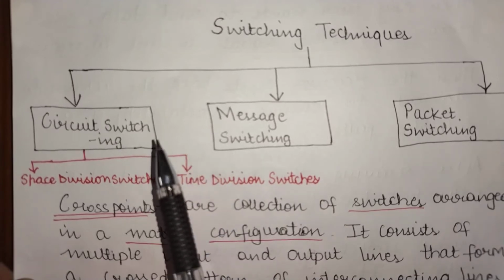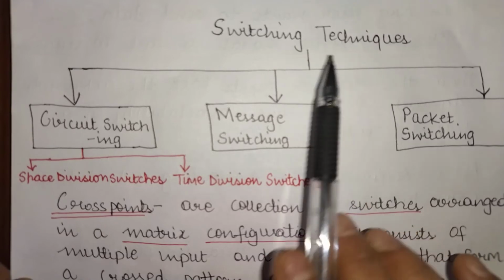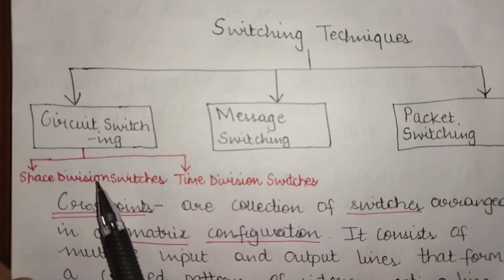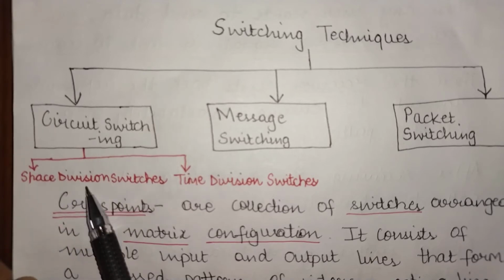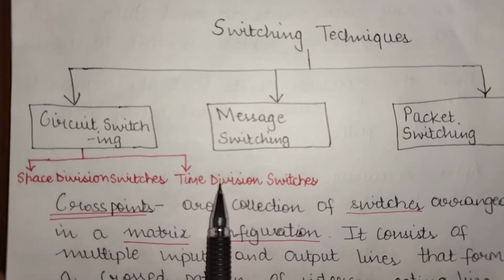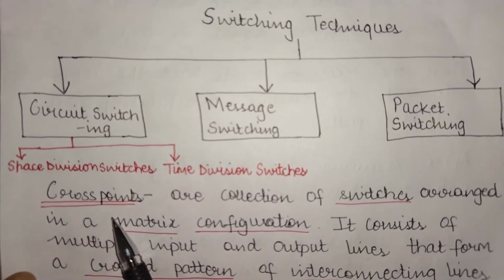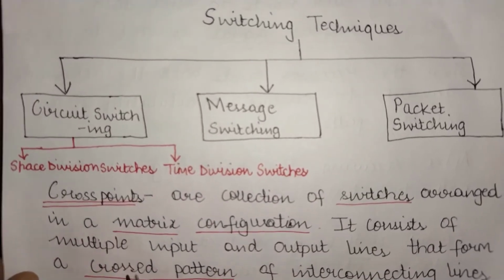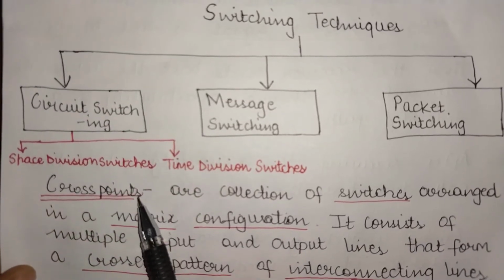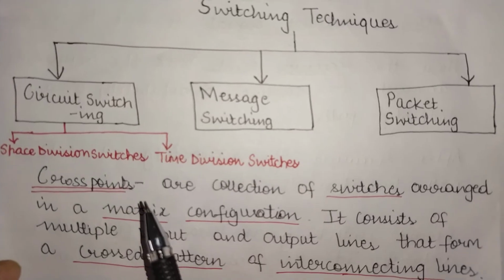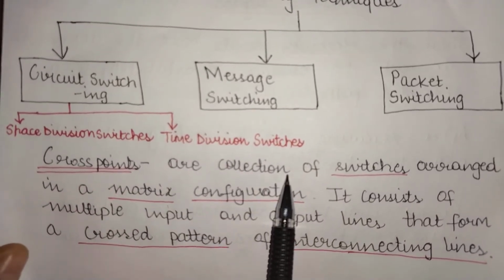So circuit switching is one kind of switching technique, and it can further be divided into 2 subcategories, which are space division switching and time division switching. Now one term that we'll come across many times while studying switches is cross points. So let's clear this concept of cross points here itself. What are cross points? Basically they are a collection of switches, right?